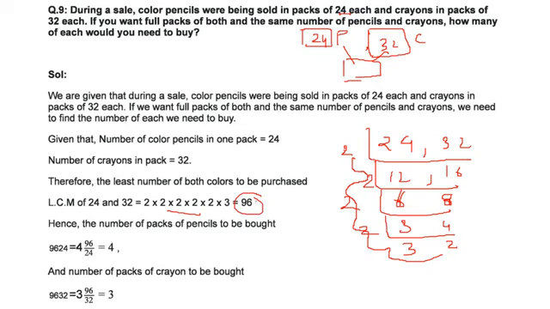Now how to find out the number of packs of pencils to be bought? You just divide 96 by 24. So you get the number of packs of pencils as 4. How to find out the packs of crayons? 96 is the LCM, divided by 32. So you get 3. So 3 is the number of packs of crayons.